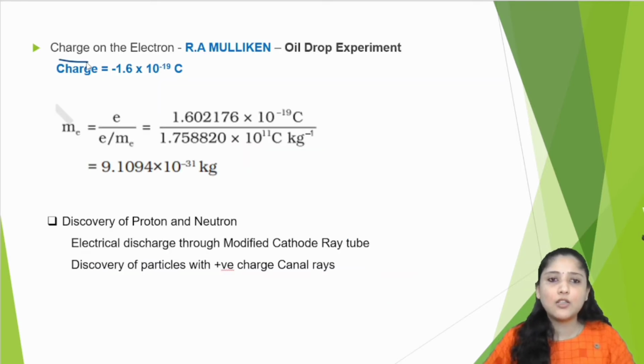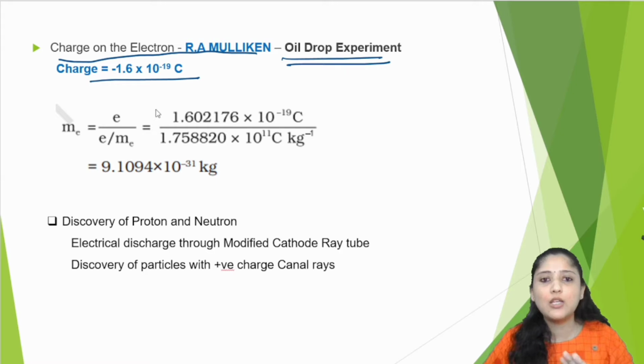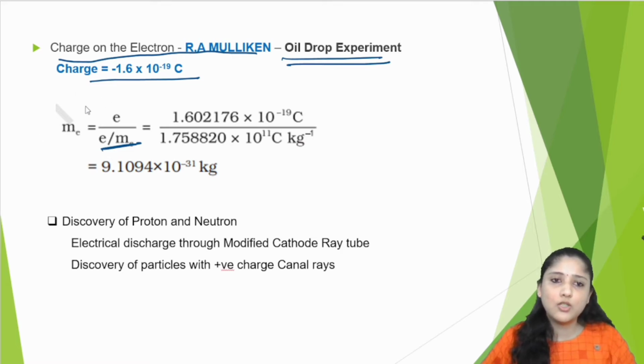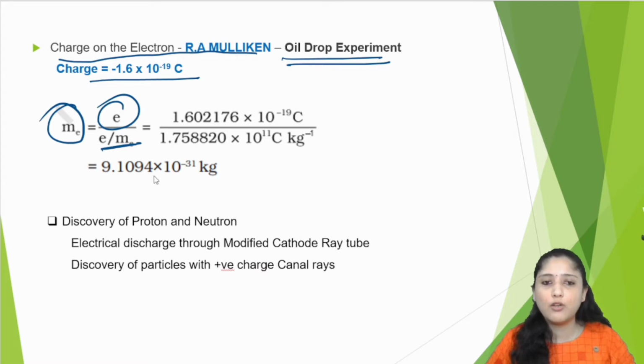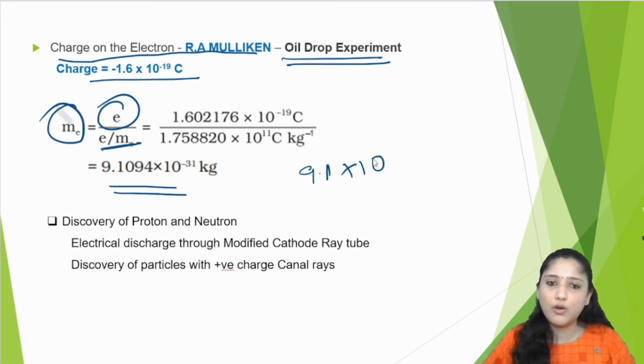Later, the charge of the electron was discovered by R.A. Millikan by his Millikan oil drop experiment. He found the charge as minus 1.6 into 10 power minus 19 coulomb. We already found the charge to mass ratio, and now we found the charge of the electron, so we can easily find the mass of the electron. The mass of the electron was calculated as 9.1094 into 10 power minus 31 kilogram. That is, the mass of an electron is 9.1 into 10 power minus 31 kilogram.